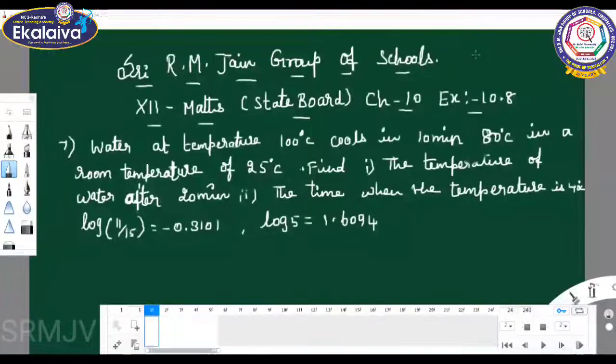This is 12th standard maths, state board, chapter 10, exercise 10.8, 7th sum. Water at temperature 100 degrees C, that is the boiling point of water, cools in 10 minutes to 80 degrees C in a room temperature of 25 degrees C. Find the temperature of water after 20 minutes, and the time when the temperature is 40 degrees C. The log value is given.